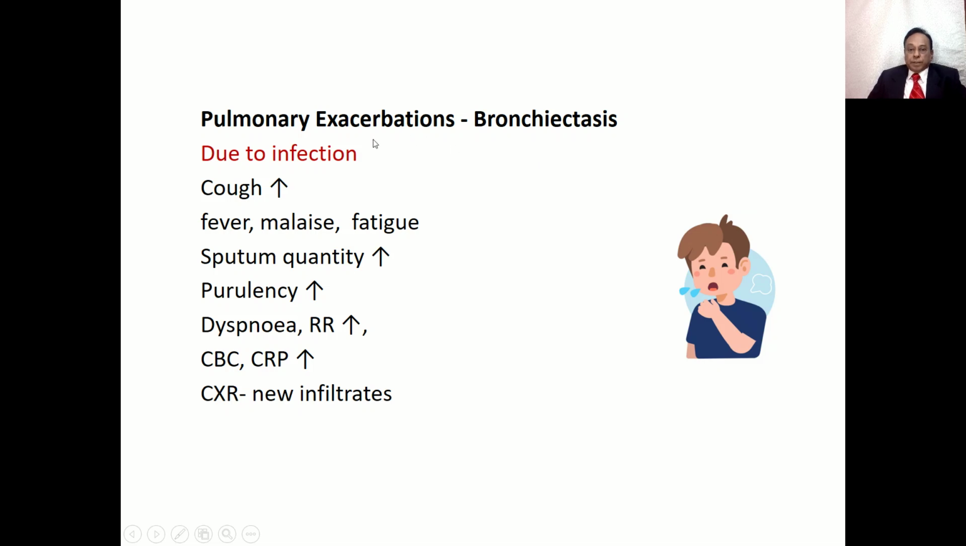Coming to pulmonary exacerbation, children with bronchiectasis typically go for repeated exacerbations. They have increased cough, increased sputum quantity, and the purulence may be increased, or sometimes the respiratory rate may be increasing, dyspnea may be increasing, CRP may be increased, and there may be new infiltrates. Sometimes they may experience a mild fever and fatigue. So that shows that the particular child with bronchiectasis is developing an exacerbation.